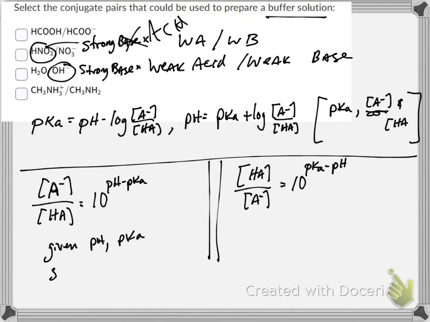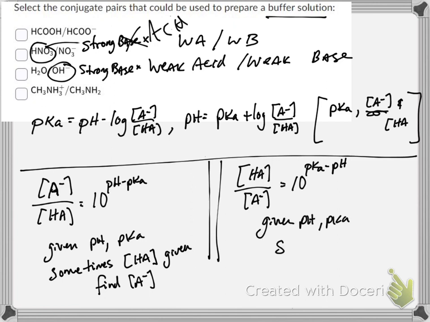So given pH or pKa, we can find the ratio. Sometimes we're given HA, and we're asked to find A minus. So those are all the different possible questions we could ask you for buffers. We could also see it on this side. We're given pH and pKa. Sometimes we're given the concentration of A minus, and if that's given, we can calculate the concentration of HA by solving for it, which we're going to do in the next problem. This gives you an idea of everything that we're focusing on in terms of buffer.